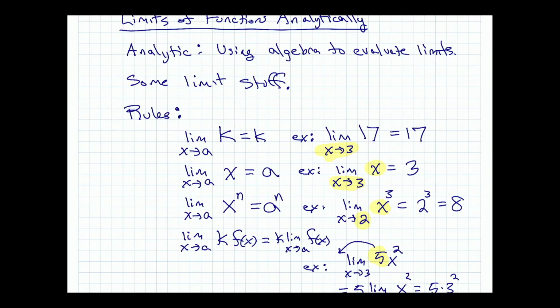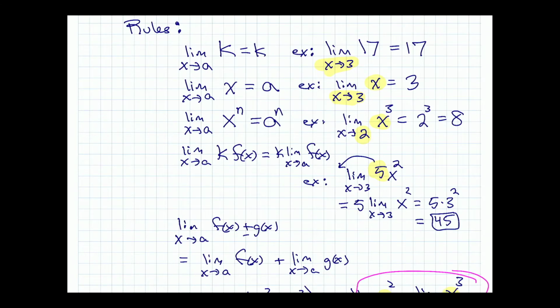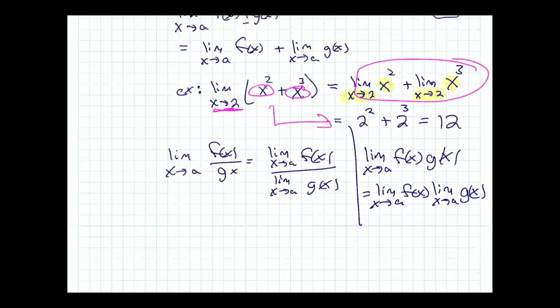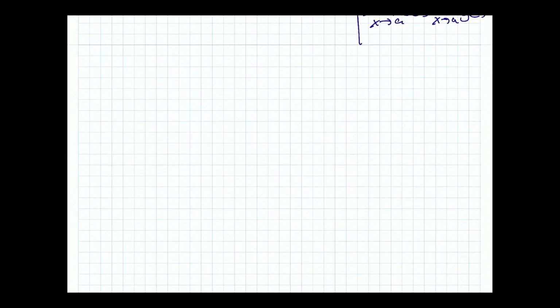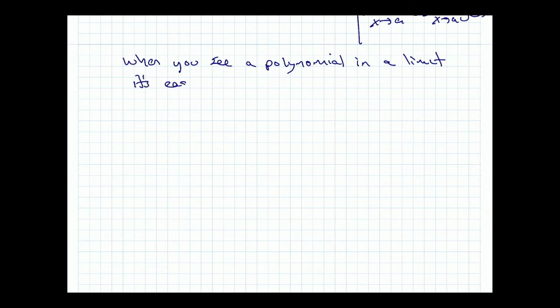Now, what I want you to do, though, is think about these, right? What these are basically telling you is that when you combine all of these rules, when you see a polynomial in a limit, it's pretty easy to evaluate. I'm just going to say easy because I don't want to have to write pretty easy.